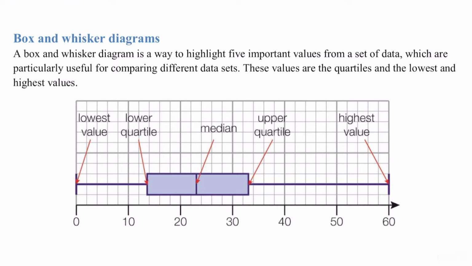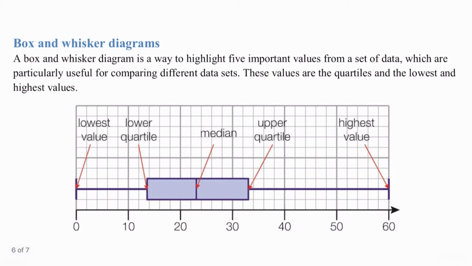This is going to be a very short overview of what a box and whisker plot is. In another video, I'm going to walk you through how exactly to create one with an example. But for now, I want you to see on your screen, this is a box and whisker diagram or a box and whisker plot. It is a way to highlight 5 important values from a set of data, which are particularly useful for comparing different data sets.